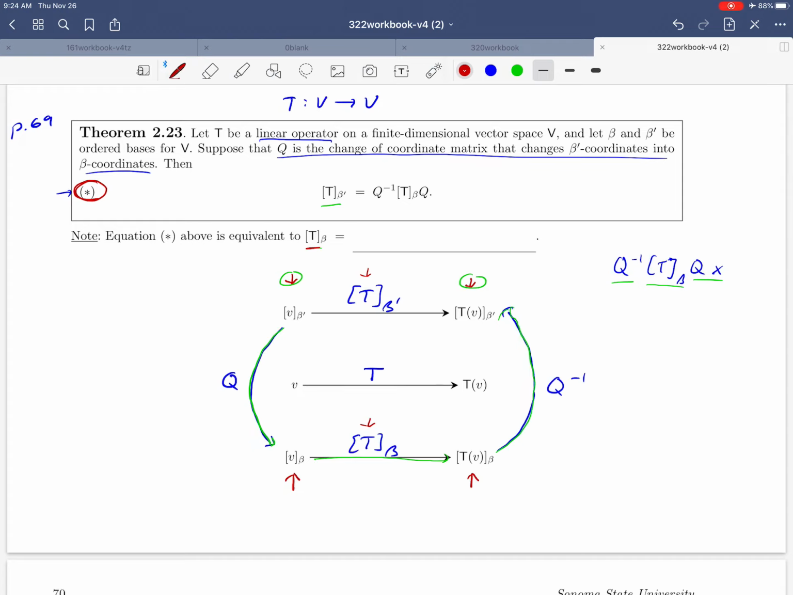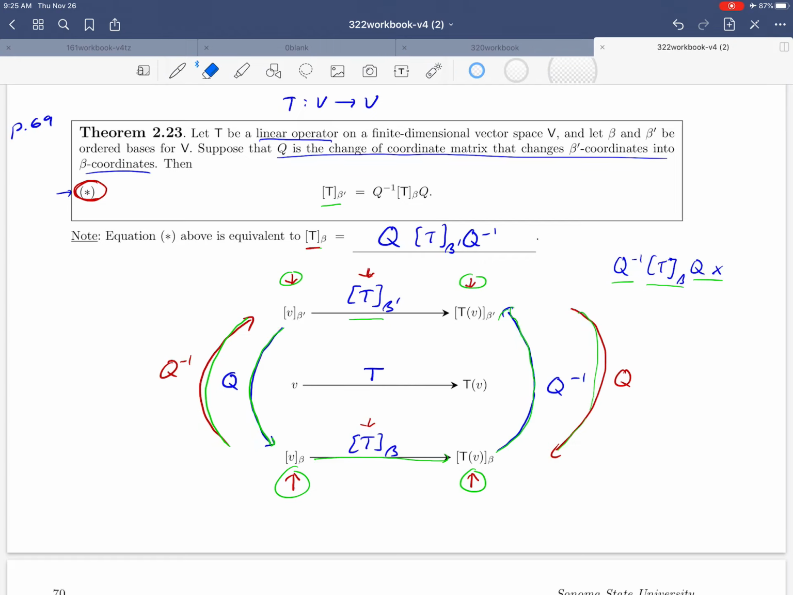What if we took the long way from here to here? Well, we would start out maybe by going like this. That's going in the opposite direction of Q, so that would be Q inverse. Then we'd multiply by the matrix of T relative to beta prime, and then finally we would go back down to here. That's going in the opposite direction of Q inverse, so that would be Q. And if we put those together, Q inverse, T beta prime, followed by Q, that's what we need to write, and we're going to write it in the reverse order again. So Q, T beta prime, and Q inverse. That's what belongs in our blank. Let me see if I can write that a little bit neater for you here.